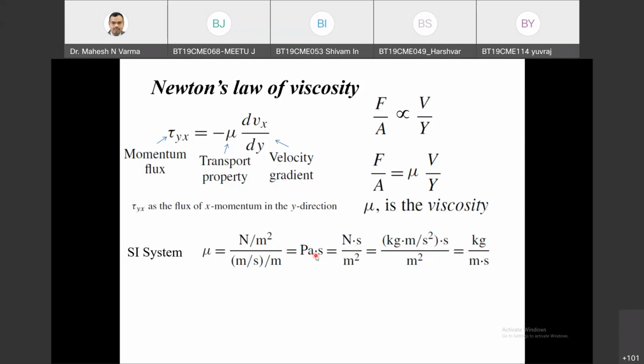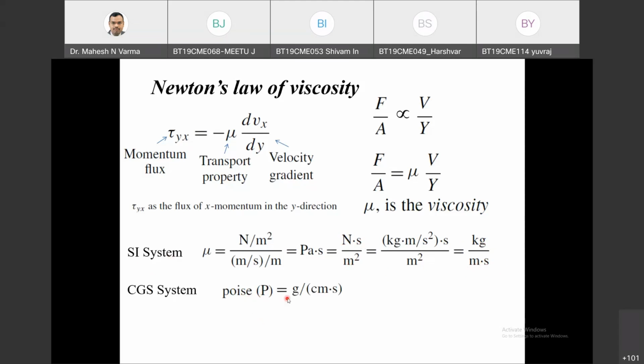So Pascal second will be equal to Newton per meter square second, or equal to kg per meter per second. So this second sometimes will be in the numerator, sometimes in the denominator. Both are correct. So kg per meter per second is also a unit of viscosity, and Newton per meter square into second is also a unit of viscosity. Both are equal to Pascal second, and this is the SI unit system.